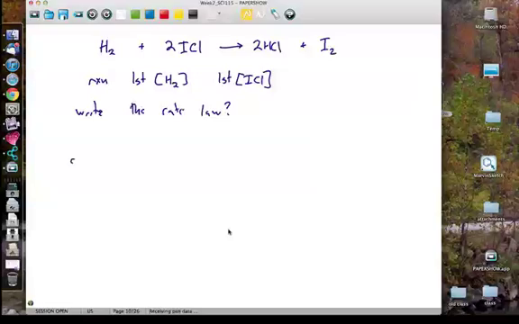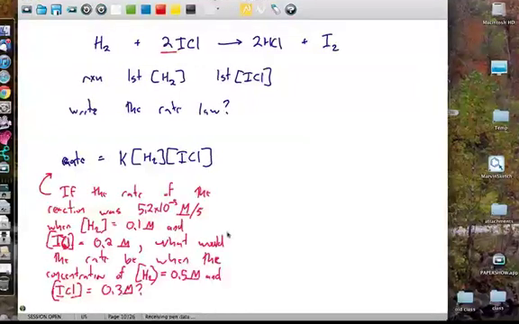Well, the rate law would be: rate equals the rate constant times hydrogen raised to the first power times ICl raised to the first power. That's it. That's simple. Notice, even though this is stoichiometrically related, it requires 2 ICl for every 1 H2, it has no effect on the rate law itself.